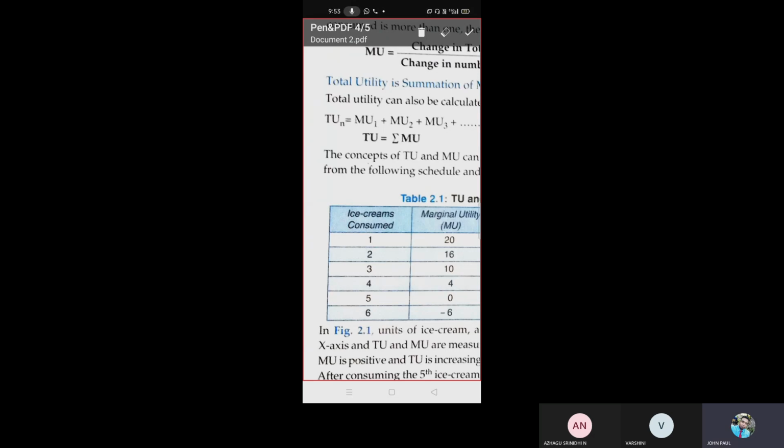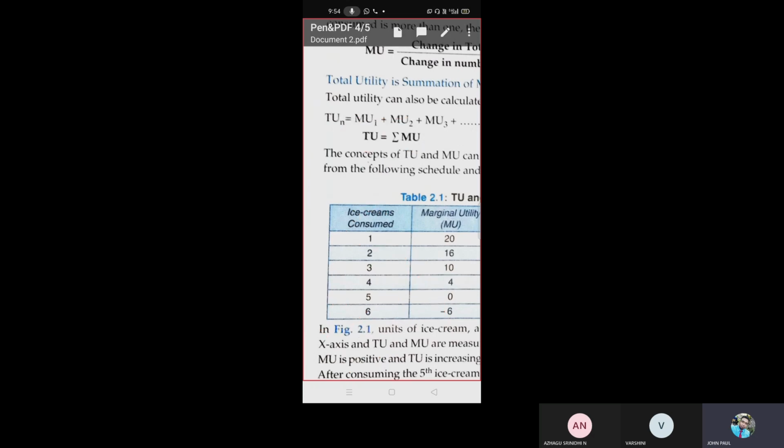Another formula is what you can see. Total utility is equal to the sum of marginal utility. What is this sigma? It means sum, or in the sense it is also called total. So the sigma here represents the sum, which is also called the total.